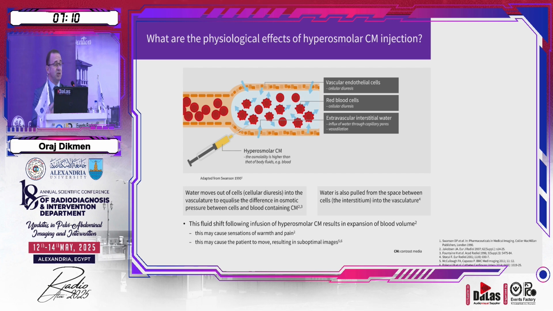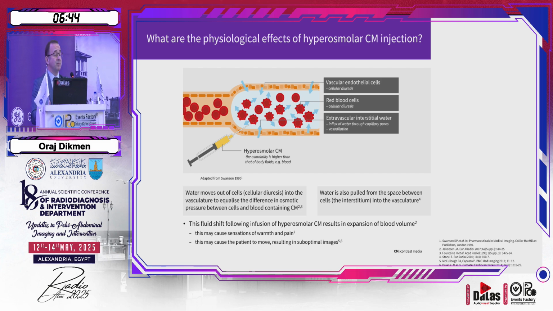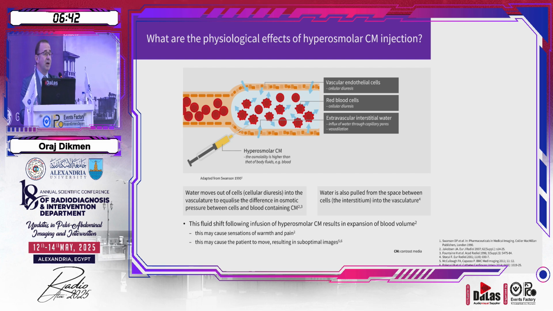Because once you inject any pharmaceutical product that has higher osmolality compared to blood's osmolality, there are reactions in the physiology of your patient. First of all, the body tries to balance out the osmolar load by moving free water from one compartment to the other. One of these compartments is the extravascular compartment. The other one is the intracellular compartment. So let's start with the intracellular compartment.